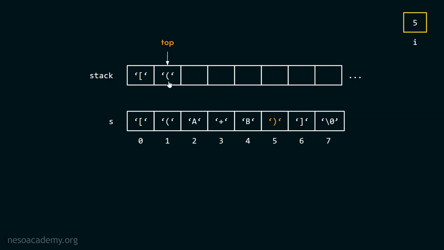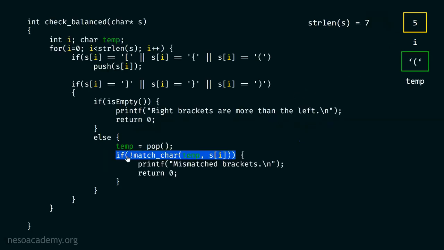We must pop this, and this means that the top variable will now point to this location. Right now you can see that the temp variable is holding this left round bracket. Okay, now we have to check this. Is the case that the characters are matching? Is the case that the popped bracket is matching with the right bracket?